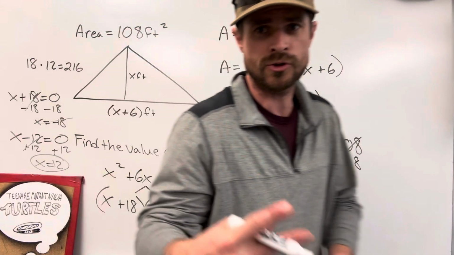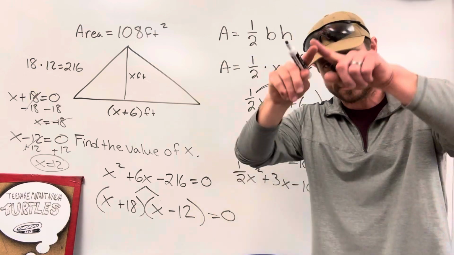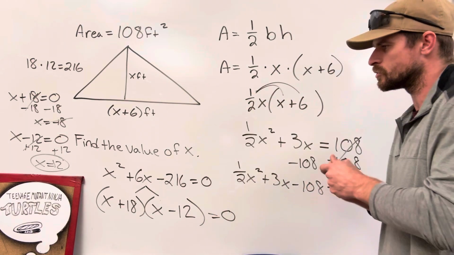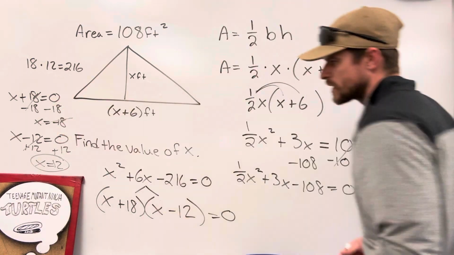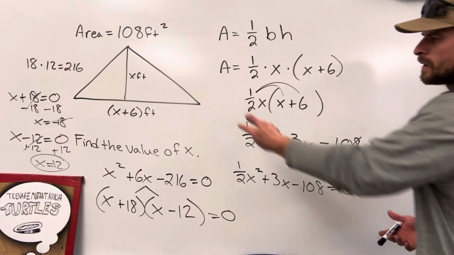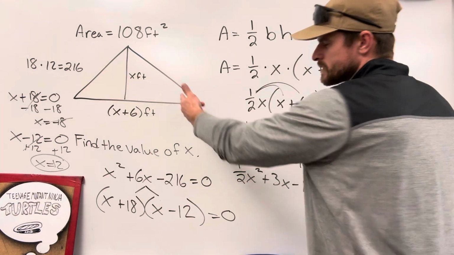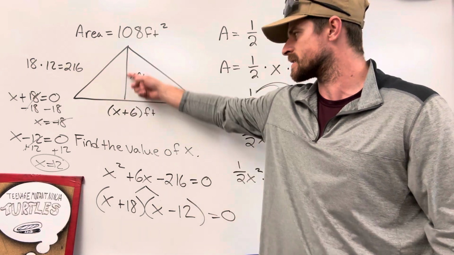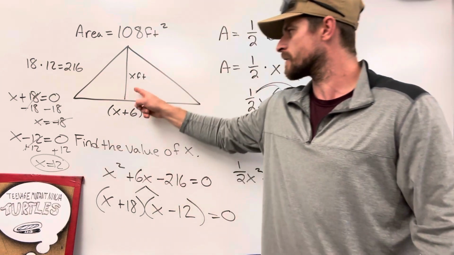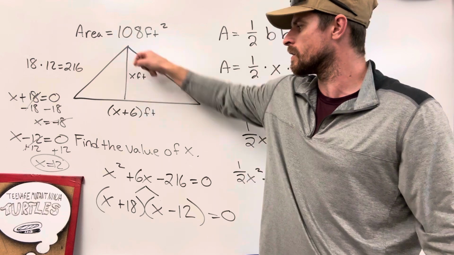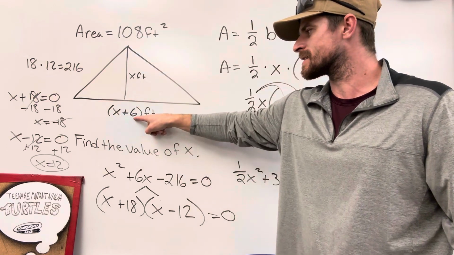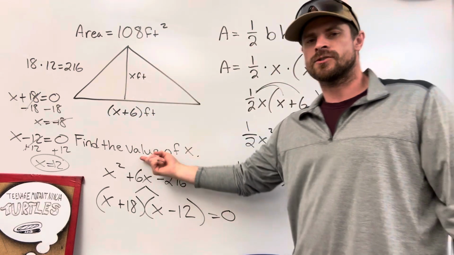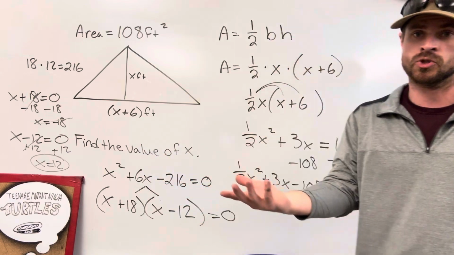Remember, we got two solutions. Quadratics hit in two places on the x-axis. Those are our two solutions, two roots with this quadratic, but we can only use one of them because we're talking about a real life scenario, and a negative value doesn't make any sense for our distance of x. So what is the distance of x? It's 12 feet tall, and then it would be 12 plus 6 feet long. So to answer the question, find the value of x, it's 12.